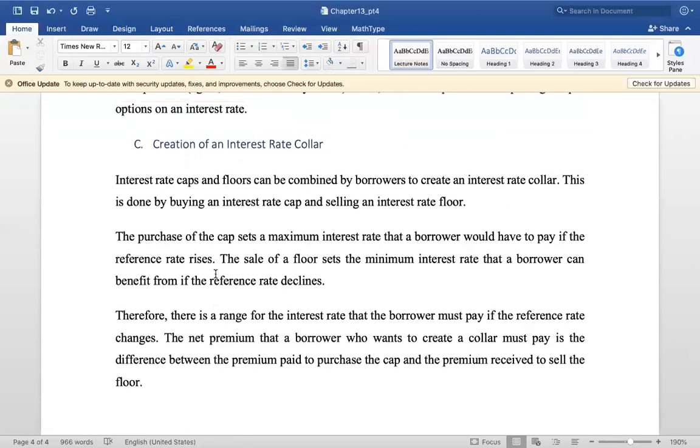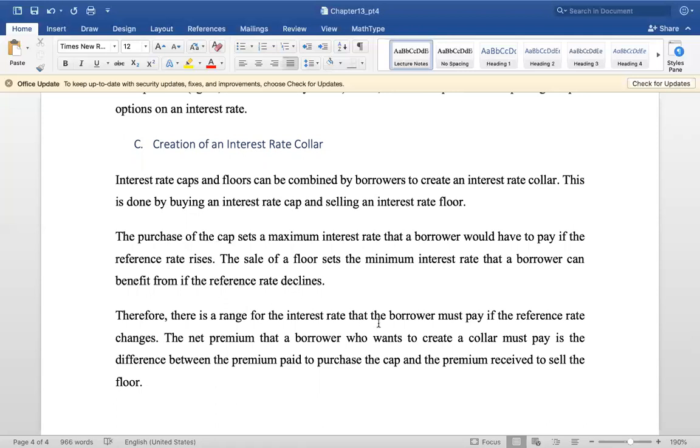Creation of an interest rate collar. It's an interesting concept. Interest rate caps and floors can be combined to create an interest rate collar. This is done by buying an interest rate cap and selling an interest rate floor. The purchase of the cap sets a maximum interest rate that the borrower would have to pay if the reference rate rises. The sale of the floor sets the minimum interest rate the buyer can benefit from if interest rate declines.